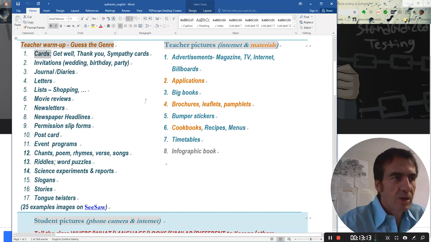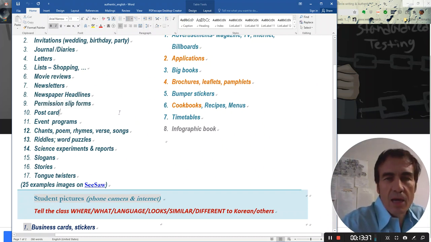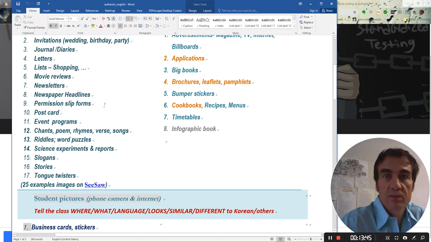Cards, whether you give them for birthday cards, thank you cards, thank you for the gift, sympathy cards, I'm sorry you're sick, etc. Invitations, journals, diaries, letters, lists, movie reviews, newsletters, headlines, permission slips. Please can you allow my son or daughter to partake in that field trip. So this is permission slips for going on an outing, a field trip for school children.